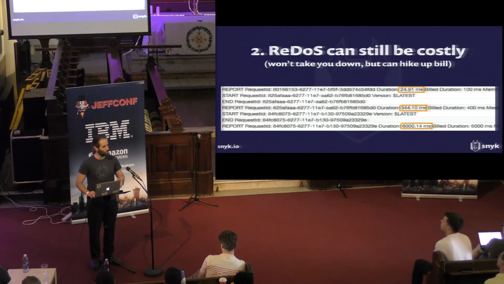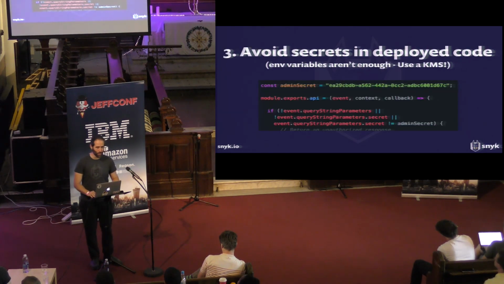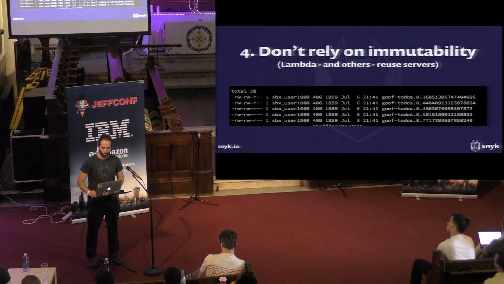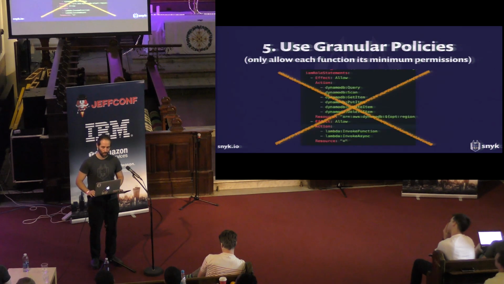RDoS, all in all, you're in better shape than you were before because of your availability concerns, but it can be literally costly. So still be wary of it. Think about compute time. It will save you dollars at the end of the month. Avoid secrets in deployed code. In all deployed code, use the KMS. Don't rely on immutability. These services may get recomputed. Many of these are defense in-depth concepts. You still need another vulnerability or risk to be able to get there, but they're important ones.